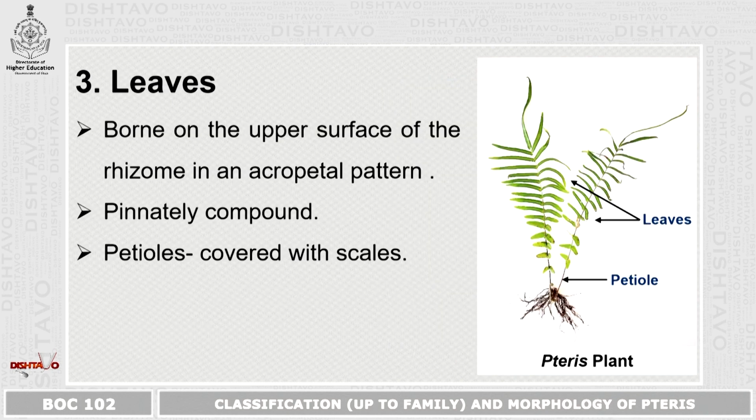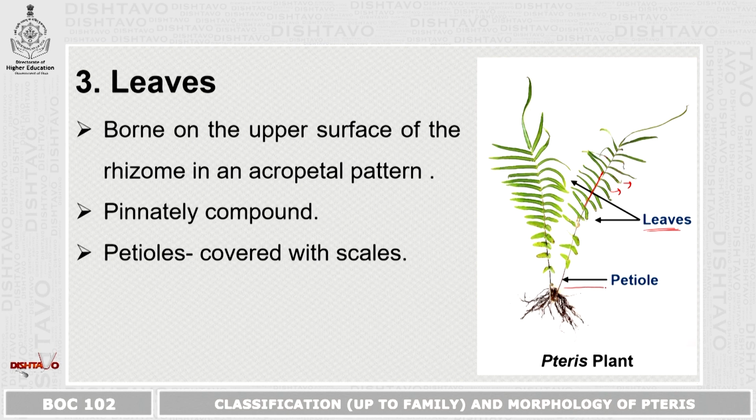Next part is leaf. Here you can see these are the leaves. They are borne on the upper surface of the rhizome. Here you can see this is a rhizome, and on the upper side the leaves are present. They are pinnately compound. Pinnately compound means the leaf will have a single rachis, and on either side of the rachis these are the leaflets. This type of leaf is called a pinnately compound leaf.